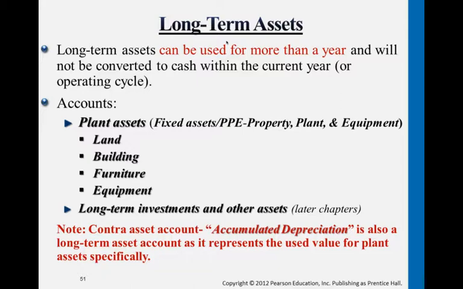So land is the only one that we keep at the historical value until we sell it out. Then we change it and determine whether there's additional value, revenue earned by trading those assets. Otherwise, all the other ones, we have depreciation accounts underneath them. Specifically accumulated depreciation, okay? So this is also a long-term asset account.